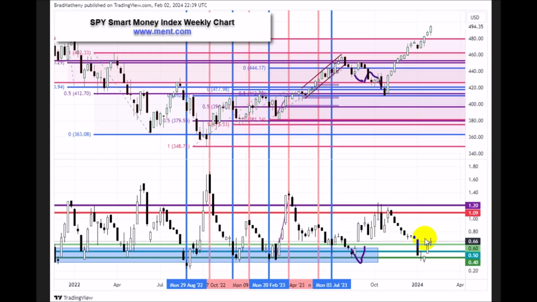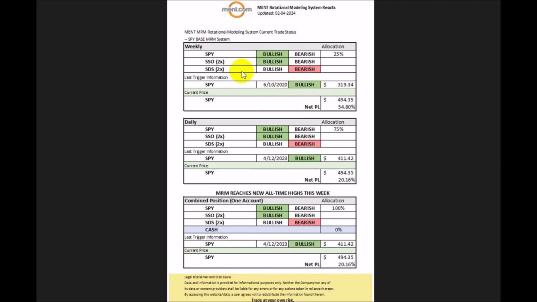Okay, Smart Money Index is moving back into trending, supports the breakaway of the speculative phase peak pattern to the upside. We could see trending last another 5, 6, 7, 8, 9 weeks. Don't know. We'll keep an eye on it. But we are getting very clear trending to the upside right now. MENT rotational modeling system reached another new all-time high. We're just literally just under 40,000 away from 2 million. We'll see how this plays out.